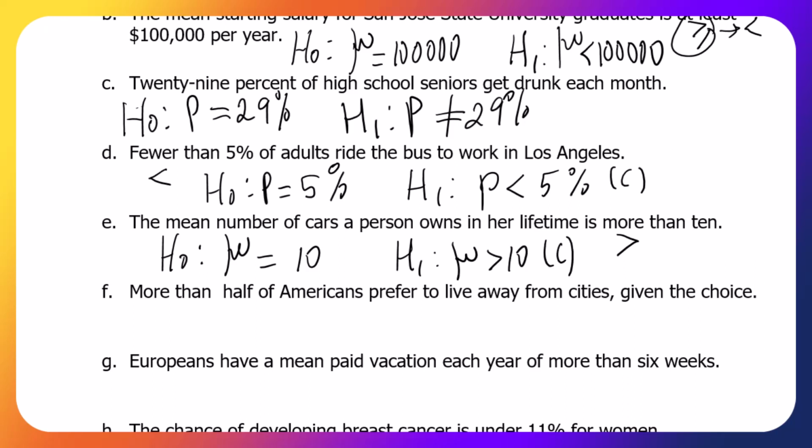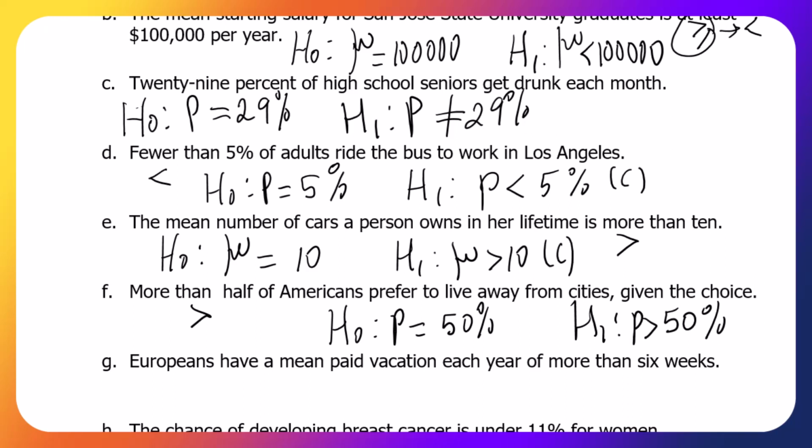More than half of Americans prefer to live away from cities. More than half means more than 50%. So this is going to be a greater than for the alternative. So H0 will be the equal again, 50. And H1 will be P greater than 50%. And the claim is in the alternative.